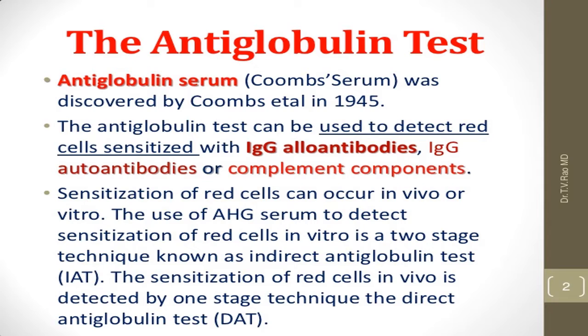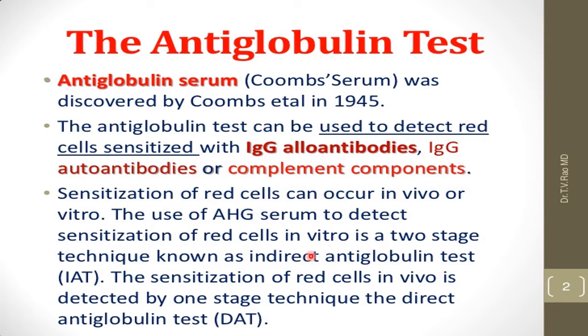The Coombs test is otherwise called the anti-human globulin test. It was discovered by Coombs et al. in 1945. The antiglobulin test can be used to detect red cells sensitized with IgG alloantibodies or IgG autoantibodies or complement components. I have told in my previous class what alloantibodies and autoantibodies are. Sensitization of red cells can occur in vivo, that is within the body, or in vitro, outside the body.